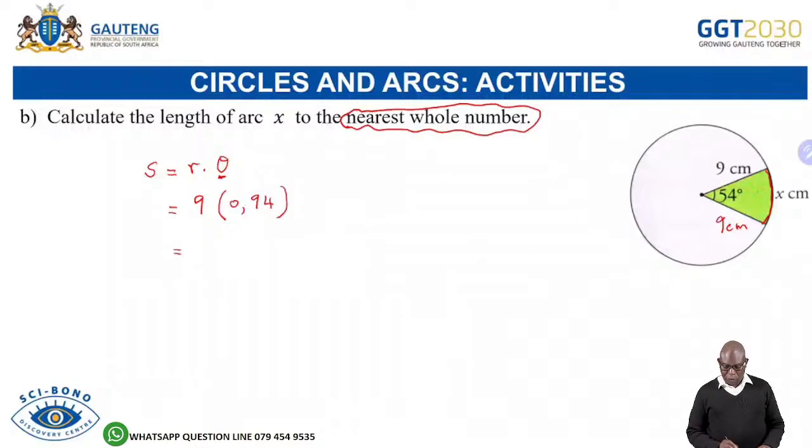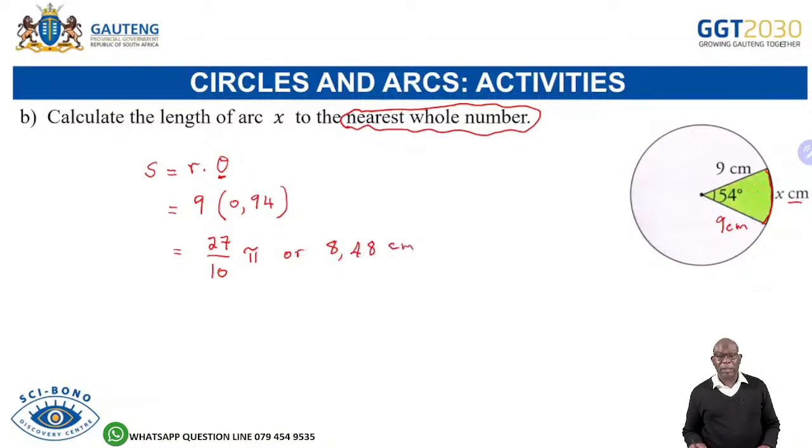So the answer that I'm going to get here will be 27 over 10 pi, or 8,48. So remember, this is in centimeters because the length there is in centimeters.